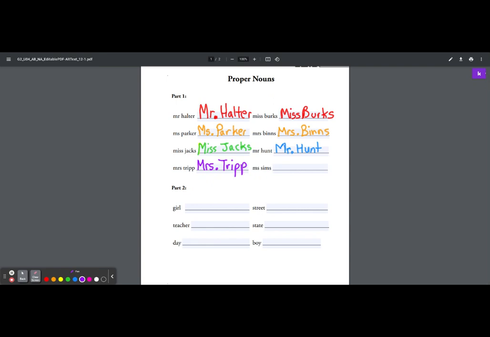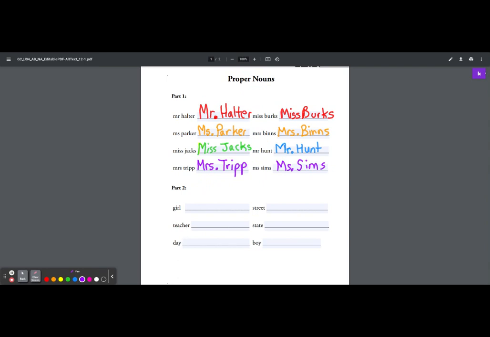And our last person is Ms. Sims. So Ms. Sims, we don't know if she's married or not. Put a capital M, S, put our abbreviation, the period, and the capital S, I, M, S. All right, so check your work. If this is the work you completed, great job.